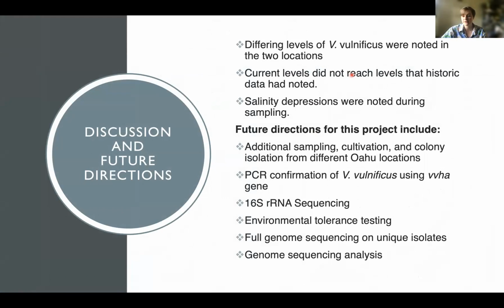So future directions for this project, we want to do more sampling at different locations around Oahu and continue the process of identification, as well as subjecting these bacteria to different environmental conditions and doing full genome sequence analysis. And this research is very important, especially now with the pandemic. We should be monitoring environmental pathogens very closely just to determine their levels and to predict any risks to residents in Hawaii and tourism in Hawaii.